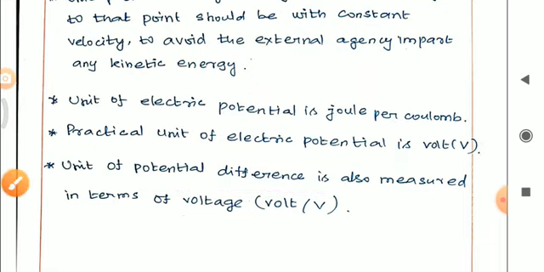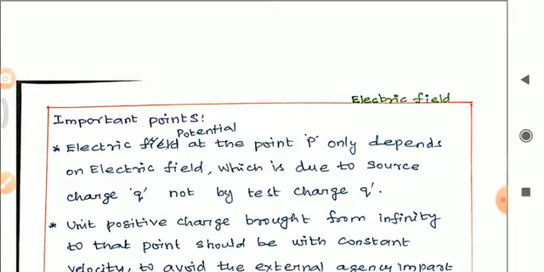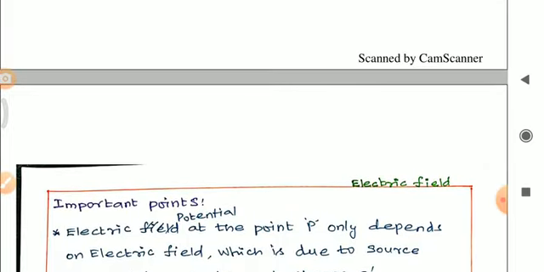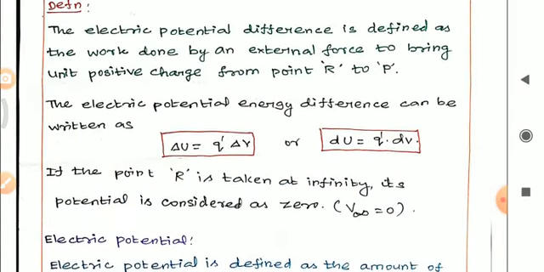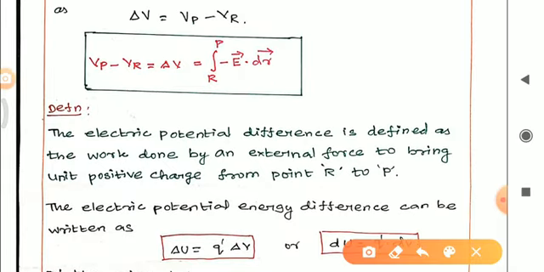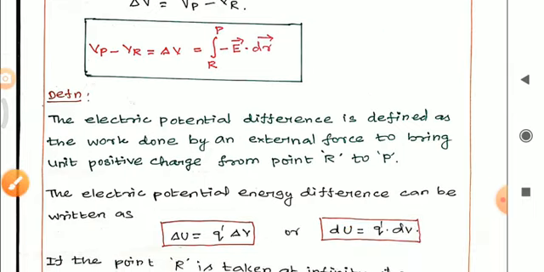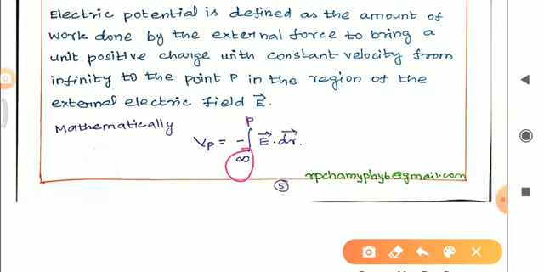So these are the important points we have to remember in this concept, electric potential and potential energy. What is the amount of electric potential energy? It is the amount of work done to bring the unit positive charge from one point to another point. It is given by del U is equal to integral from R to P of minus E vector dot dr vector. For electric potential, the limit value alone changes, from infinity to that point.